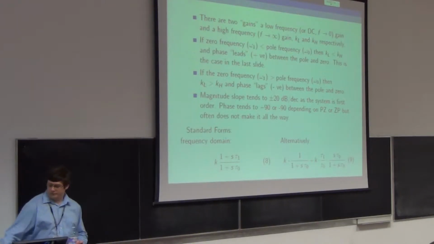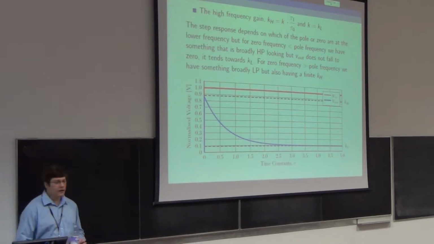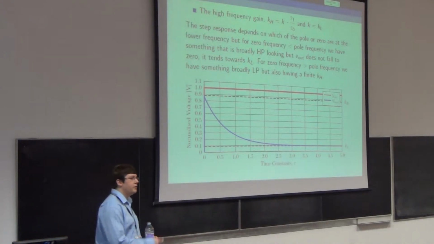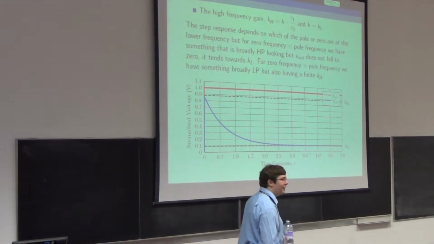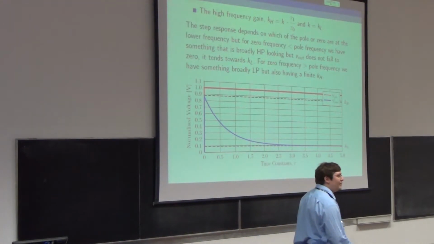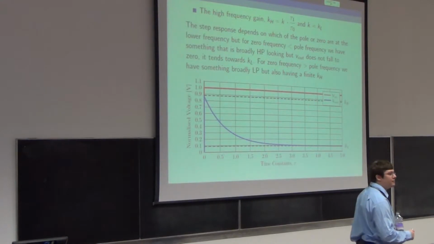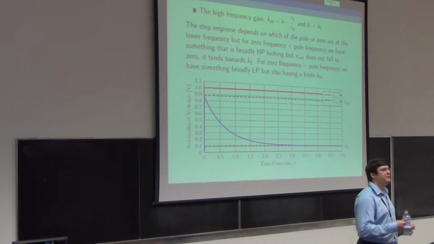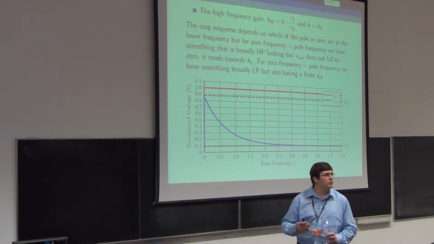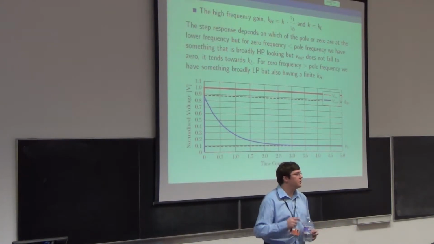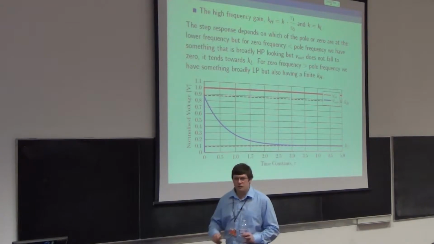If on the other hand we had it the other way round, we had low frequency gain higher than high frequency gain. Mind bending, isn't it? Low frequency gain has a bigger magnitude than high frequency gain. Then we would expect something that's dominantly low pass, but has some high frequency bits as well.